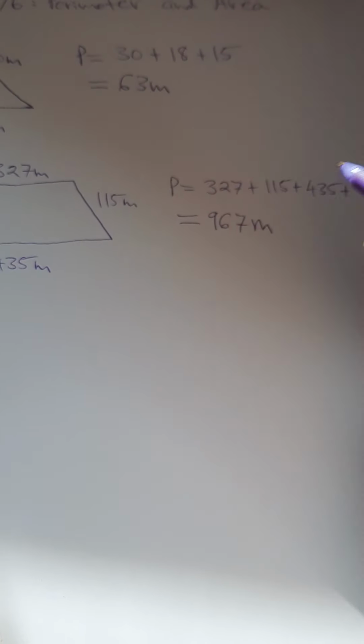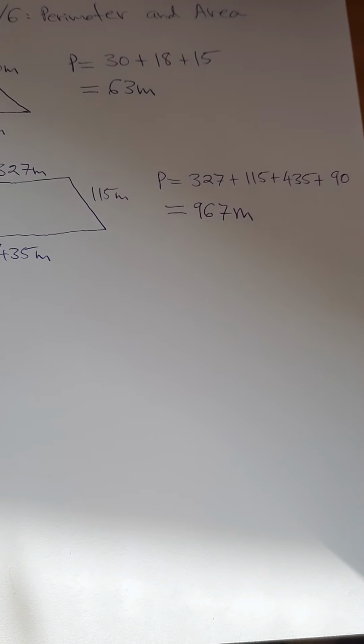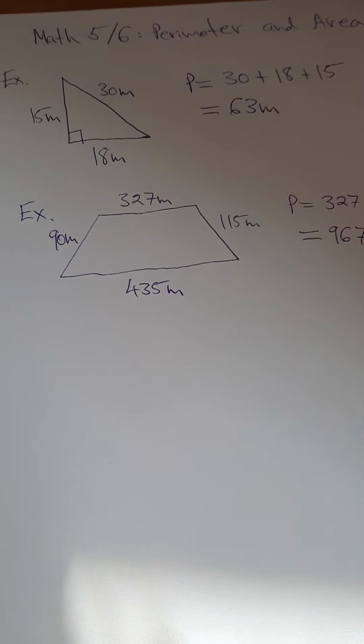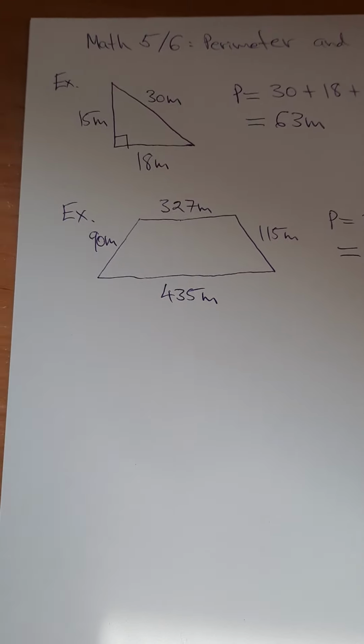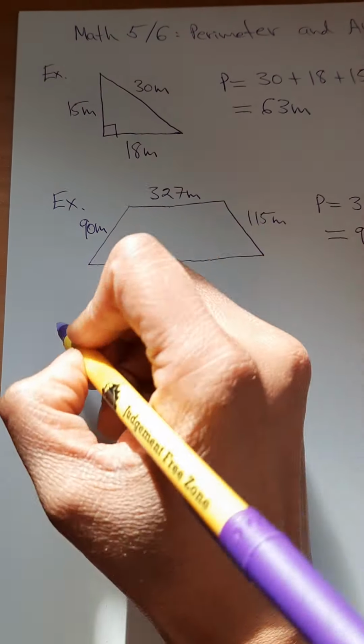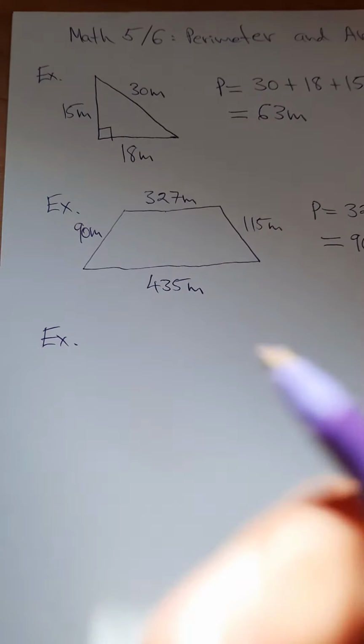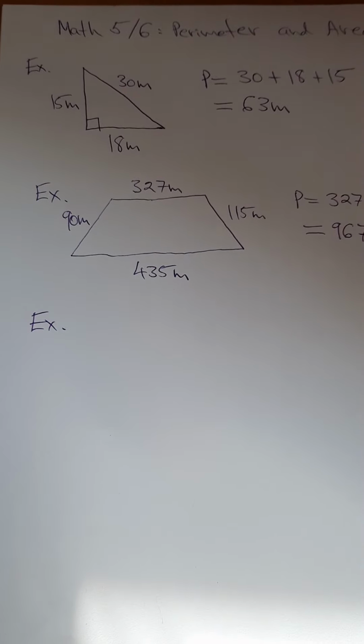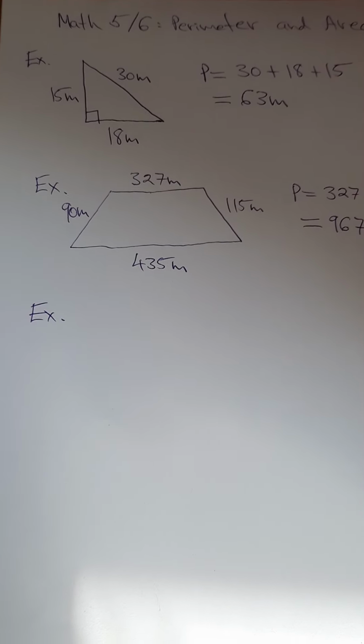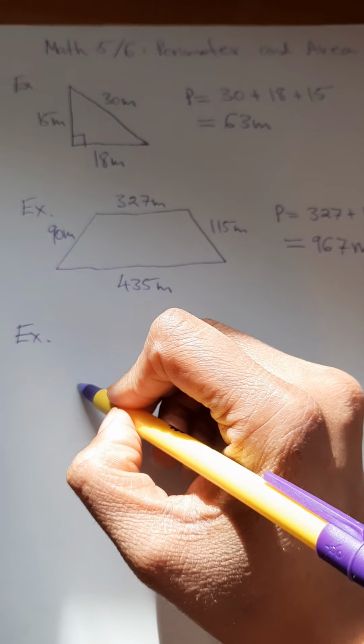967 meters. When you're writing down the actual units, that is really important. Make sure you're double checking the original question, and always write the units down or the teacher is going to take off half a mark every time you don't put the units. All right, good. Let's go to the next shape here.